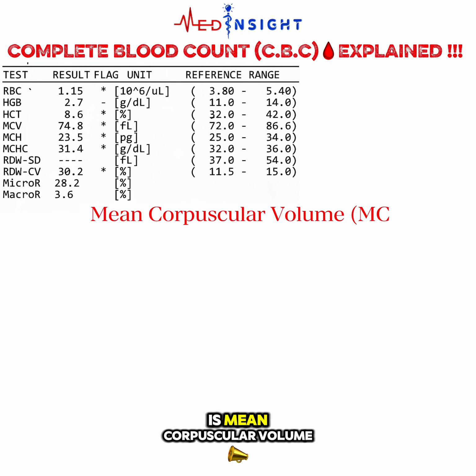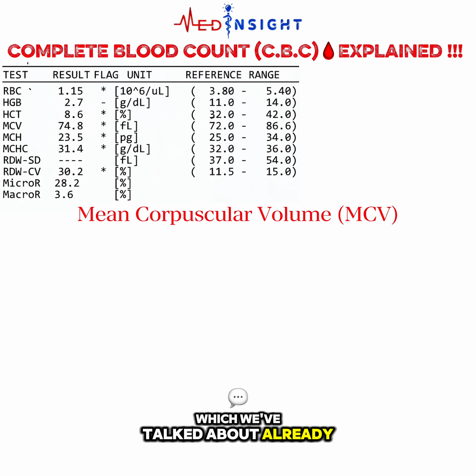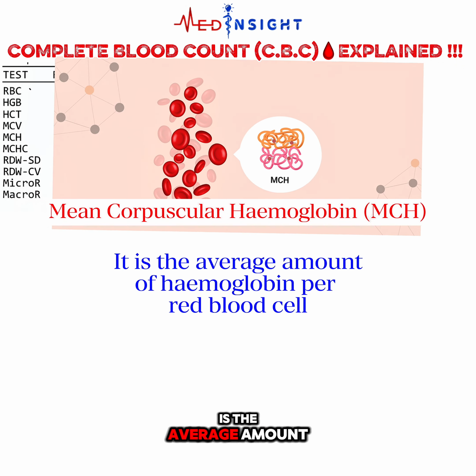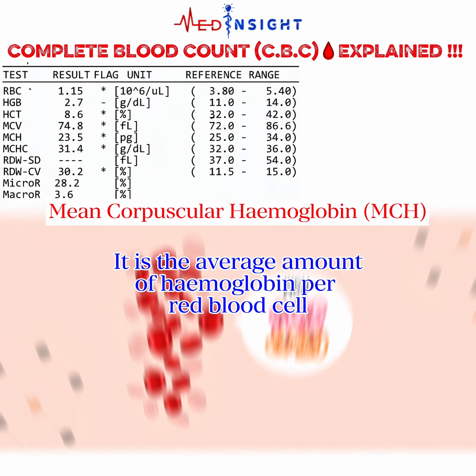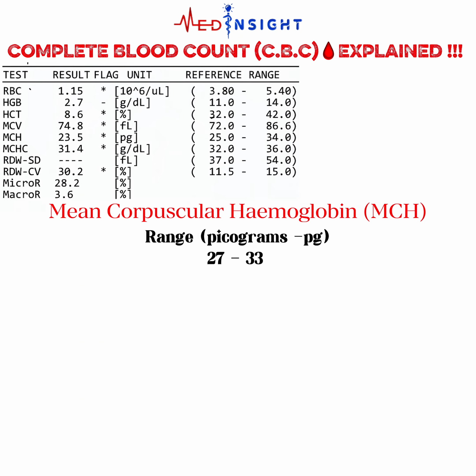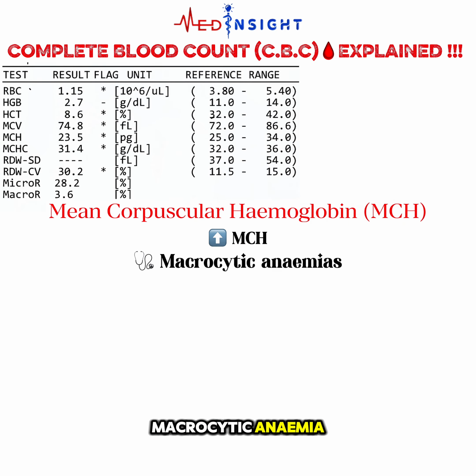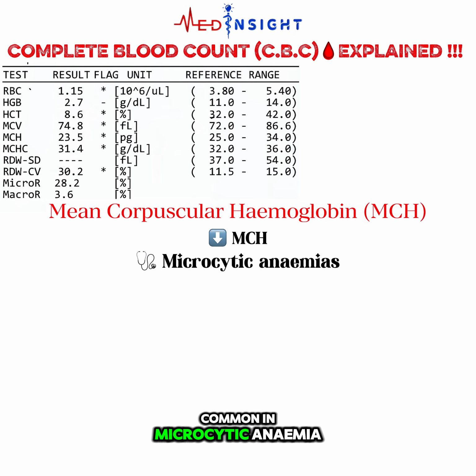Next on the list is mean corpuscular volume, which we've talked about already. Mean corpuscular hemoglobin, that is MCH. It is the average amount of hemoglobin per red blood cell. High MCH is common in macrocytic anemias, whilst low MCH is common in microcytic anemias.